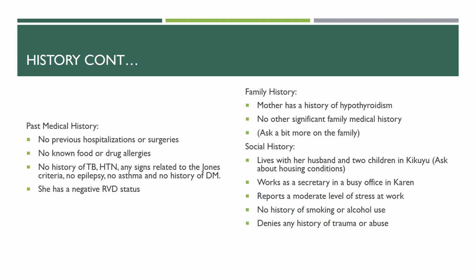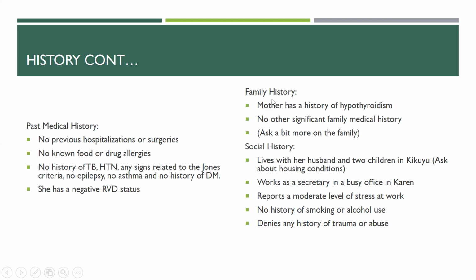Once I come to think of it, health of children, but do we know anything about the children? No, we do not. So, we also need to ask. She has two children, but we don't know how old they are. We don't know whether they are well, as he mentioned, health. We don't know whether it's a boy or a girl, or two girls or two boys. So again, ask a bit more on the family.